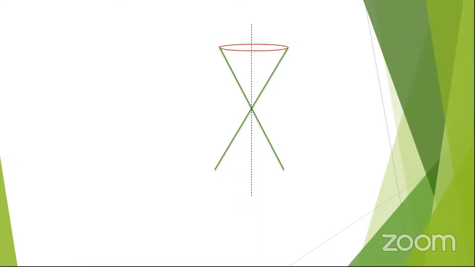Observe the figure, children. We have the generator of the cone and the axis, and two curves in a circular path. So it is called the axis, the dotted line, and the angle between the generator and the axis is called the vertex angle.